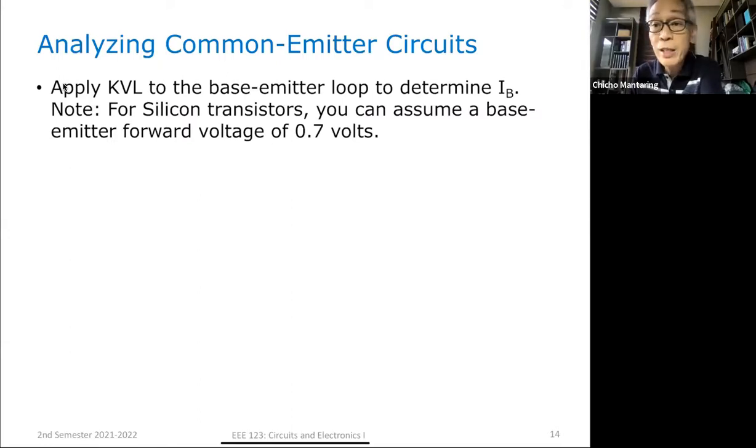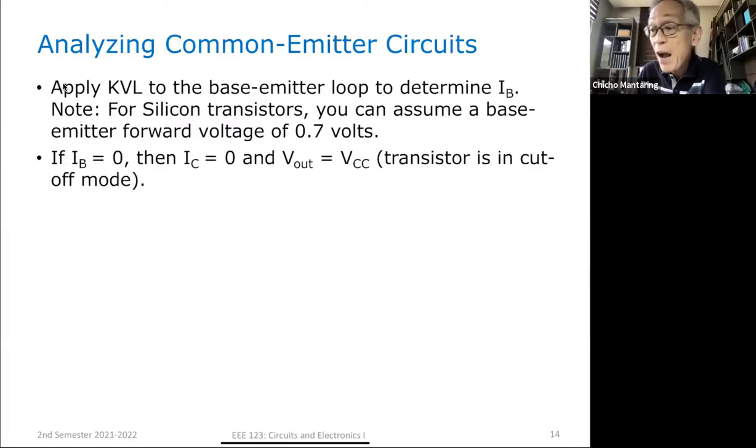Now for silicon transistors, the base emitter diode is like an ordinary silicon diode in the voltage that is across it while it is conducting, which is approximately 0.7 volts. Again, first step, determine I sub B. Now, if we find in analyzing the base emitter circuit that there is no current that will flow, then automatically we say it is cut off.